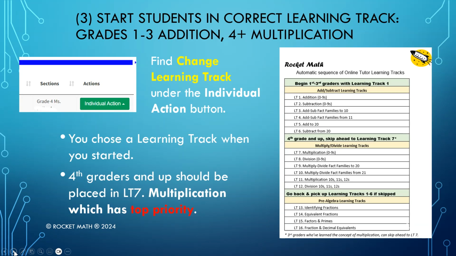Number 3 is to start your students in the correct learning track. 1st through 3rd grade should start in addition and move through subtraction, fact families, and the optional add to 20 and subtract from 20. You'll want to start 4th graders and up into learning track 7, multiplication, because it has top priority and can't be counted on fingers. Find the individual action button on the dashboard at the right-hand end of each student's row. Click on it and you can pull down to find the Change Learning Track function. Only after 3rd graders have learned the concept of multiplication can they be placed in multiplication.